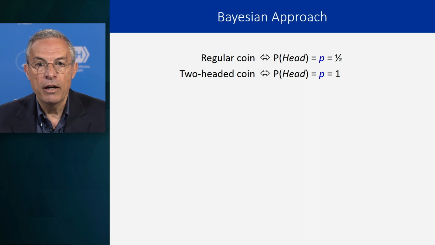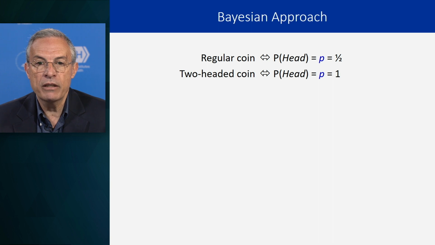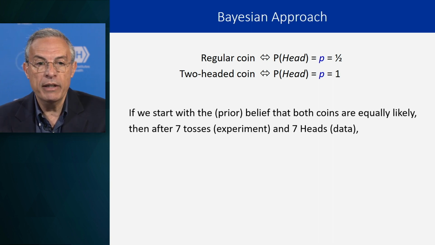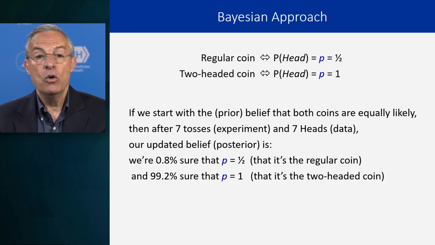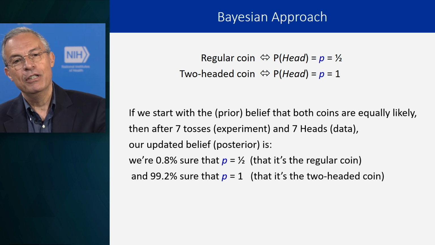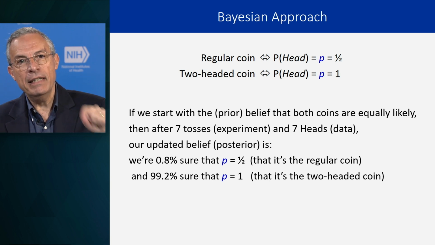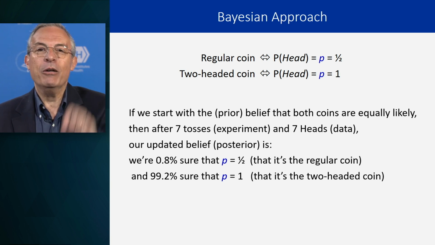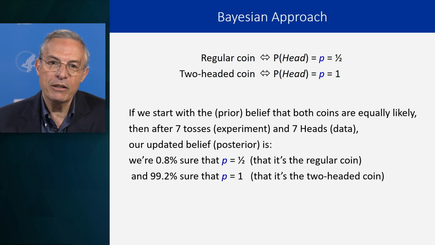So the Bayesian approach, again: a regular coin is P equal to 1/2, a two-headed coin is P equal to 1. If we start with the prior belief that both coins are equally likely, after 7 tosses, the experiment, and 7 heads, the data, we do say, now, we're 0.8% sure that it is the regular coin, and 99.2% sure that it is the two-headed coin. Something we did not say, we said it was wrong to say this when we were talking about the p-value.